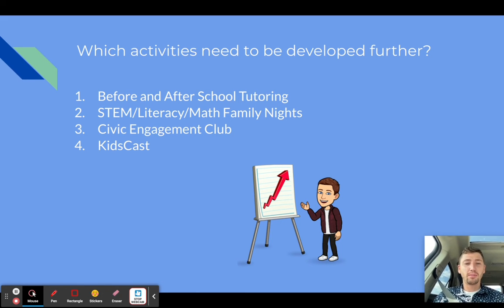Also, our civic engagement club. Right now, a huge push for the Derby School District is civic engagement. That's one of those non-academic activities that we offer. And just making sure that the activities that we're doing are not just something that we need to do, but that we want to do. So showing the kids the why behind why we want to do the civic engagement club.